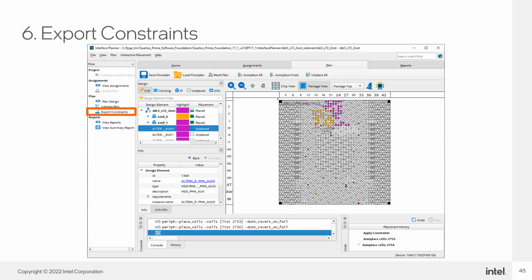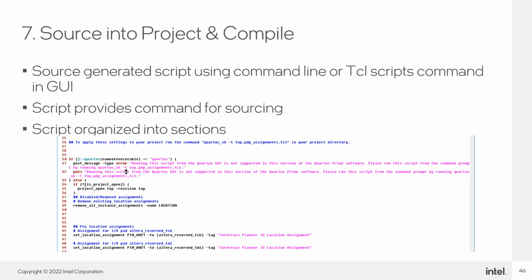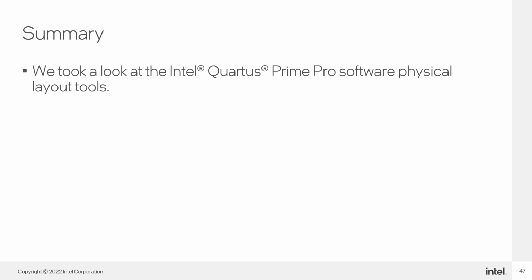Now what you will want to do is to export your constraints. The resulting file is Tcl-based and can be used in your Intel Quartus Prime software project. You can source this newly created Tcl file in the QSF so that the assignments will be made in your project. Thank you for taking this course. In this course, we went over the physical layout tools that exist in the Intel Quartus Prime Pro software.